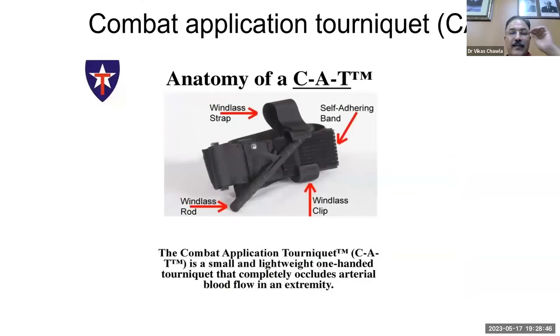So after that, we move to the combat application tourniquet. This is used by our paramedics pan-India. So the anatomy of the CAT is obviously important. We have a strap, we have a band, we have a clip, and we have a rod. The whole idea about this is that it is small and lightweight, and one person is able to apply it on their own hand. It is able to completely occlude the arterial flow in an extremity. So we shall see the video of how the tourniquet is applied.